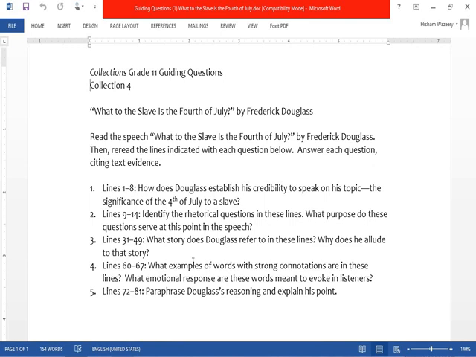The fourth question, from line 60 to line 67: what examples of words with strong connotations are in these lines? What words that have strong meanings are used in these lines? What emotional response are these words meant to evoke in listeners? What response did he want to evoke in the listeners? The last question, from line 72 to line 81: paraphrase Douglass's reasoning and explain his point. So we need to understand the main point of Frederick Douglass in these lines.